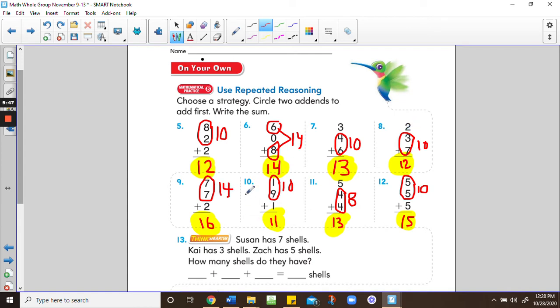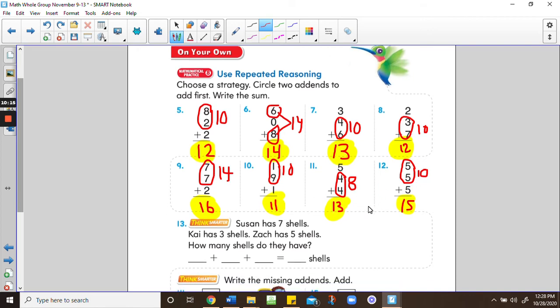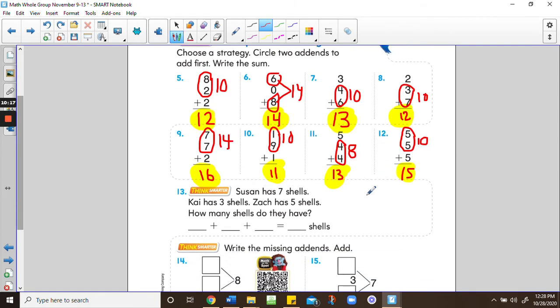If I couldn't find a 10, then I found something I did know. I knew 7 plus 7 was 14, a double stack, and then I added 2 more. 14, 15, 16. I counted on. 9 plus 1 was 10, and then added one more, 11. 4 plus 4 is 8, so I found a doubles fact, and then I added 5. 5 plus 5 was 10, made a 10 and a doubles fact, and then I added 5. You may pause the video at any time.